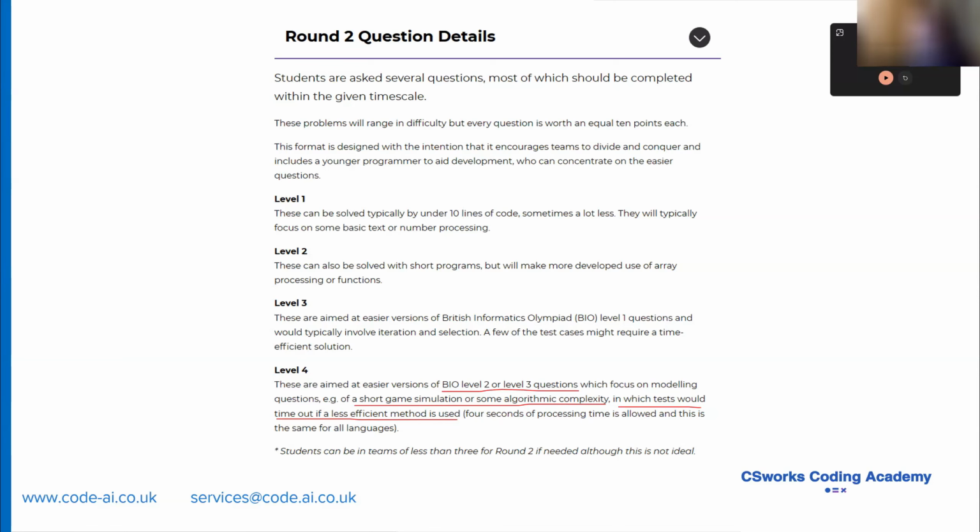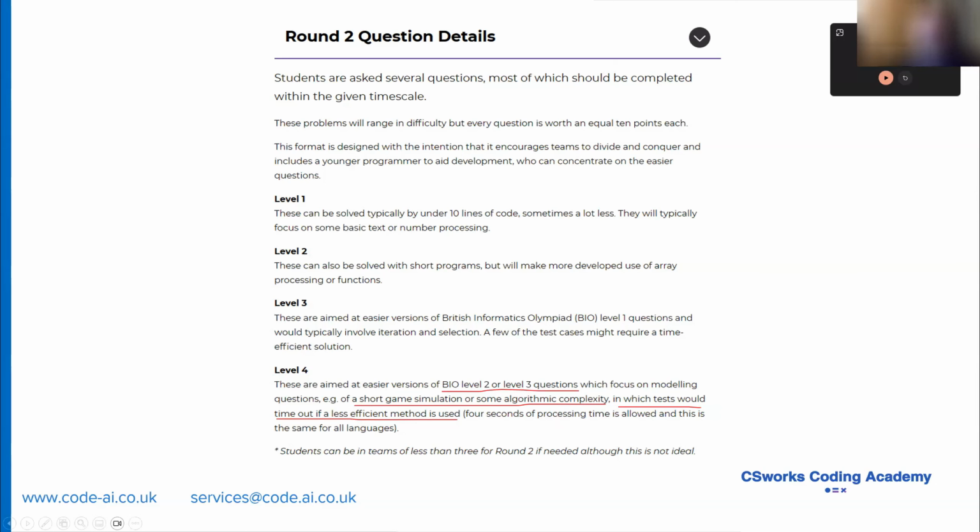Level 3 questions are kind of easy versions of the Olympiad questions, if you've ever tried those. Olympiad level 1 questions, at least. And usually we would have a bit of iteration and selection, so we'd be using some for loops, while loops, and if statements. And this is quite an important point: some of the test cases might require a time-efficient solution.